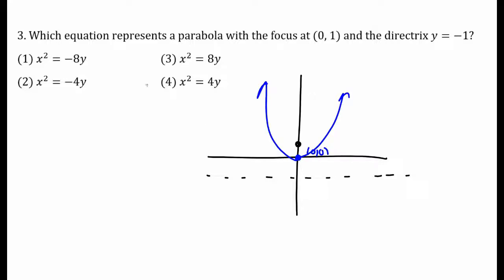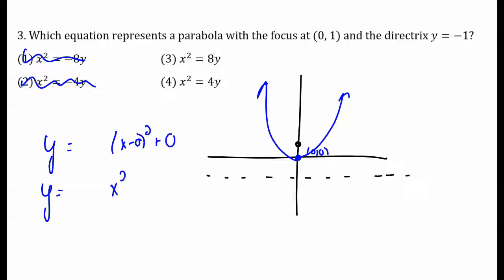Since the parabola is concave up, I know I don't need the negative value there. I need a positive value. So it's y equals x minus 0 squared plus 0. So it's really just y equals x squared, because those zeros don't matter, but I need a leading coefficient. They're 1 unit apart, so it's 1 over 4 out front.